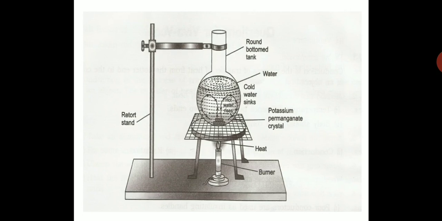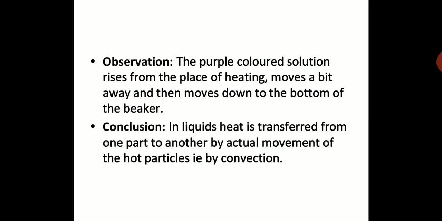And finally, what will happen? Due to continuous heating, the solution will become purple in color because of potassium permanganate, and the movement of water will be very clear to you, very obvious to see. Now observation: the purple colored solution rises from the place of heating, moves a bit away and then moves down to the bottom of the beaker. That means it will set a current which is shown in the diagram, which you are going to draw on the blank side of the journal.